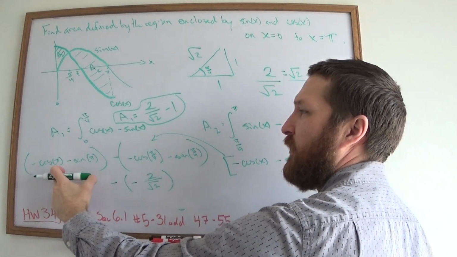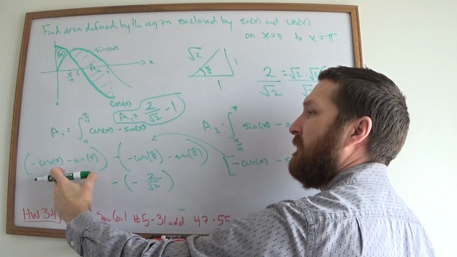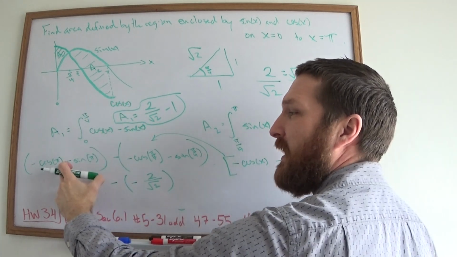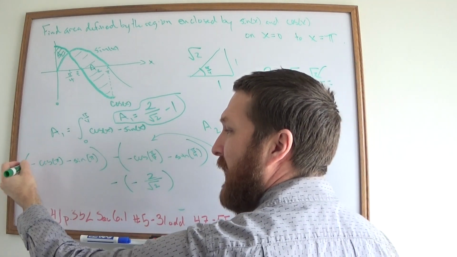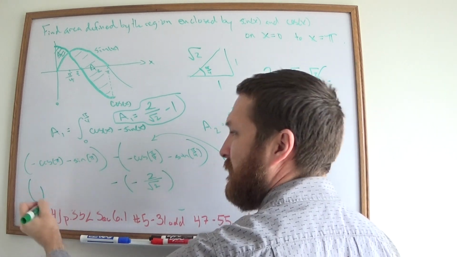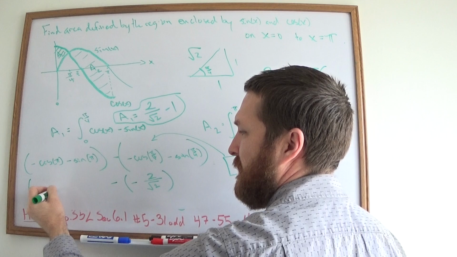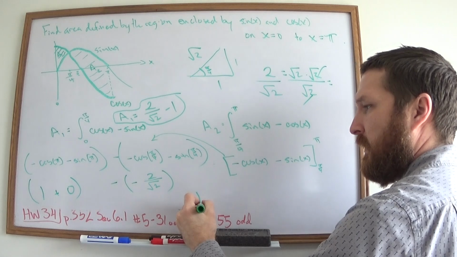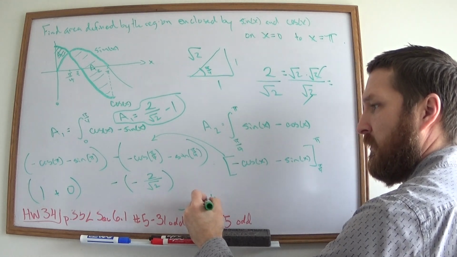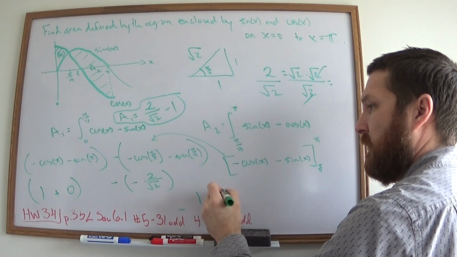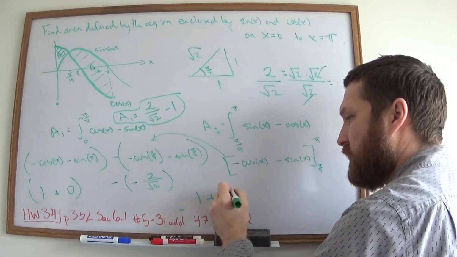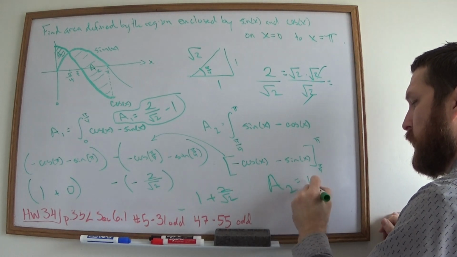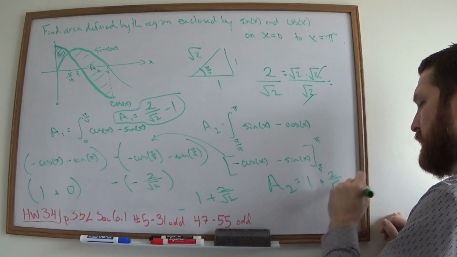Minus cosine pi is what? Negative 1, because cosine of pi is negative 1. So minus negative 1 is 1. Sine pi is just 0. Okay, so that's the same thing as 1 plus, because of the negative, negative 2 over root 2. So then area 2 is 1 plus 2 over root 2.